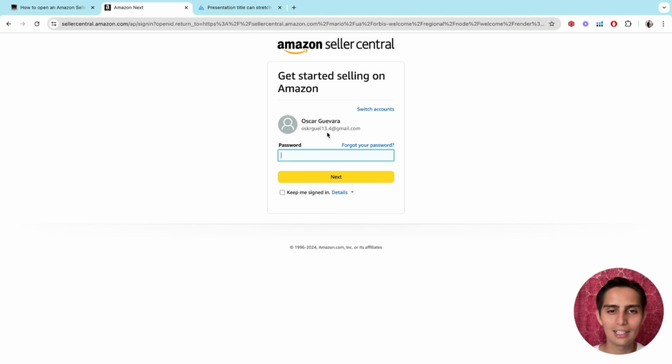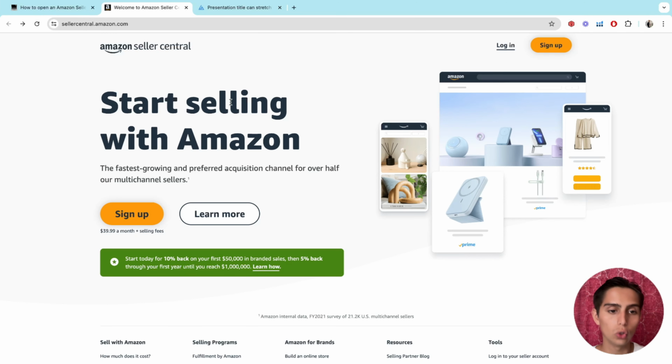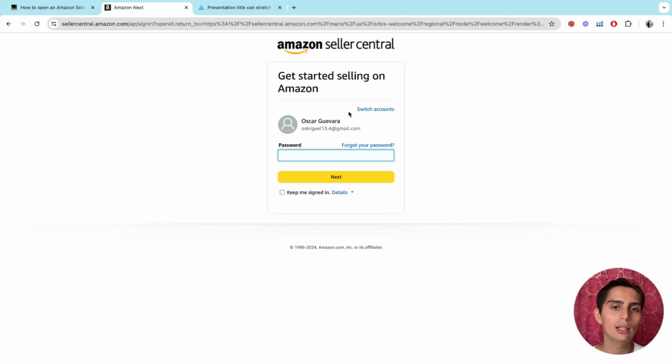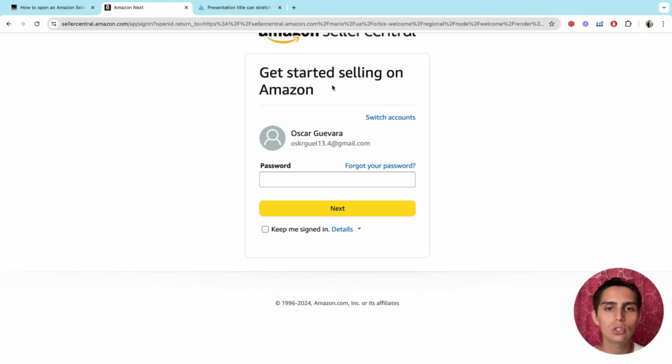I already have a Seller Central account, so all you have to do is sign up for yours, but that's pretty much it. I mean, you just go to sellercentral.amazon.com, sign up, and it's gonna ask you for your username and your password, and also a phone number so they can send an OTP, a one-time password. So that's pretty much it. And you just start filling it out.